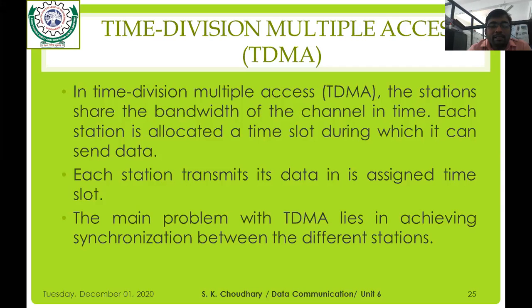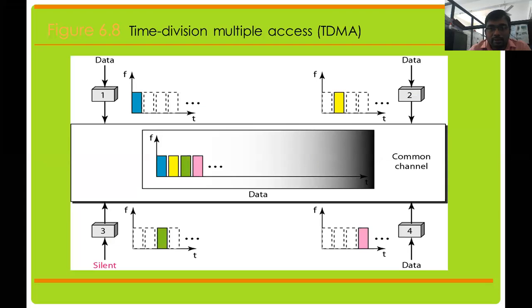But if you look at this technique, the main problem with TDMA is achieving synchronization between the different stations. So this is the diagram that elaborates the concept of TDMA. Here again there are four stations, with four different data streams indicated through different colors, and they are combined into a single stream. In this link, a common channel, the four data streams are transmitted, and each appears in its allocated time slot.